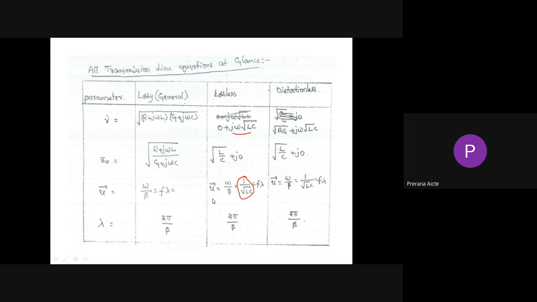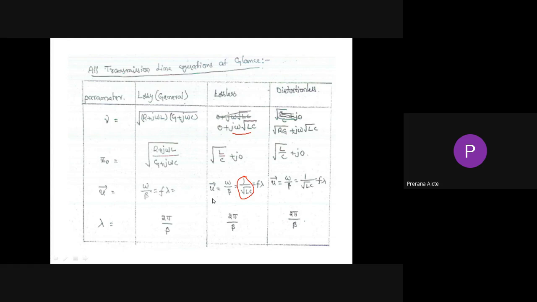Next, if the transmission line is considered lossless, then you simply substitute resistance R equals conductance G equals 0. Then gamma equals j omega root LC, and Z naught is simply the square root of L by C. Similarly, you can define the phase constant and the wavelength lambda.